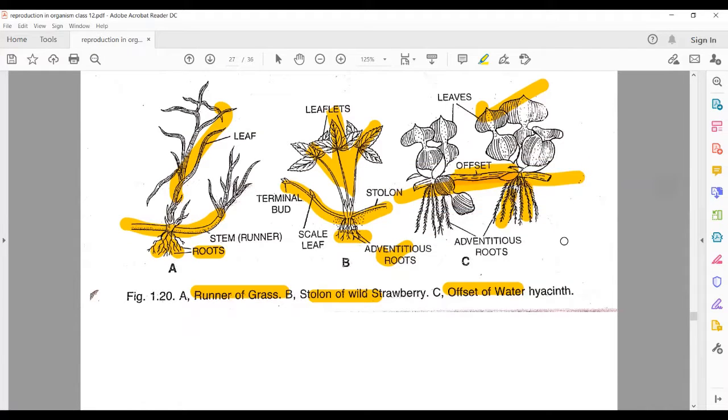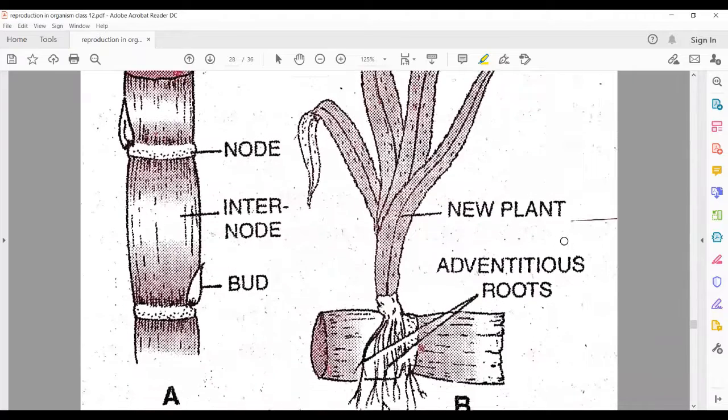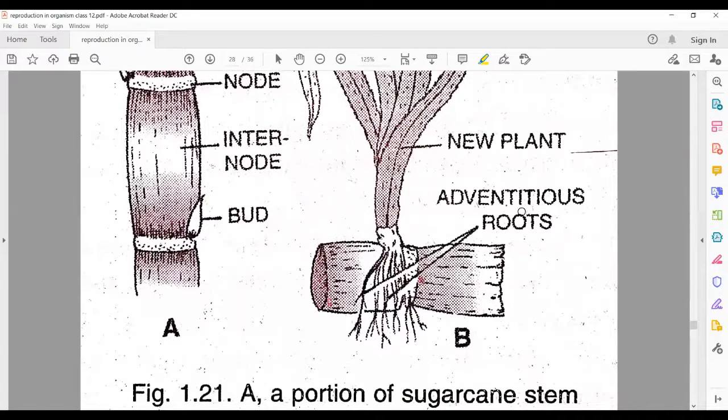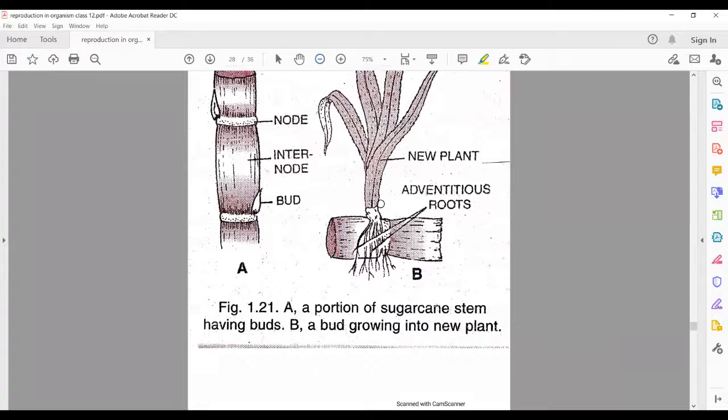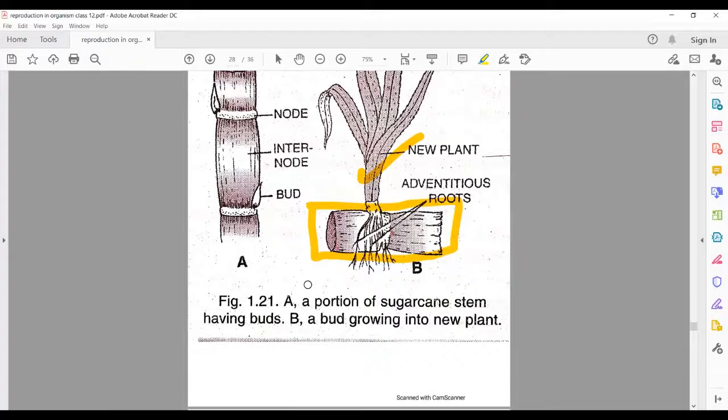Let's move ahead. If you see, this is a sugarcane diagram given to you. Just place horizontal sugarcane into the soil with at least one internode, at least one internodal region. So what you will find over here is that the node will give rise to a new plant, and the adventitious roots will also be developed. Clear? Okay. Next, let's move with the next figure also.